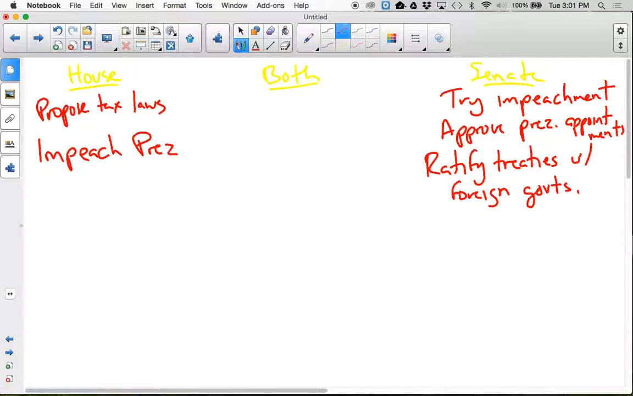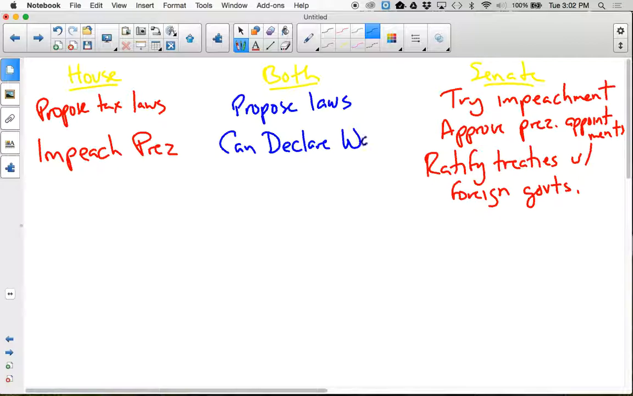Both of them together can propose laws. So any law can come out of it except for the tax laws. They both can declare war. We have not declared war on another country since Korea. Everything we've done since then has been either operations or missions or something of that sort, and they don't need congressional approval then. That's a power the president will talk about.